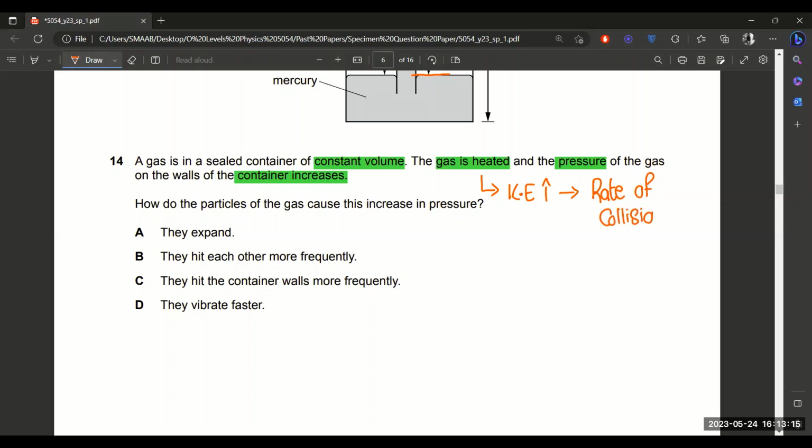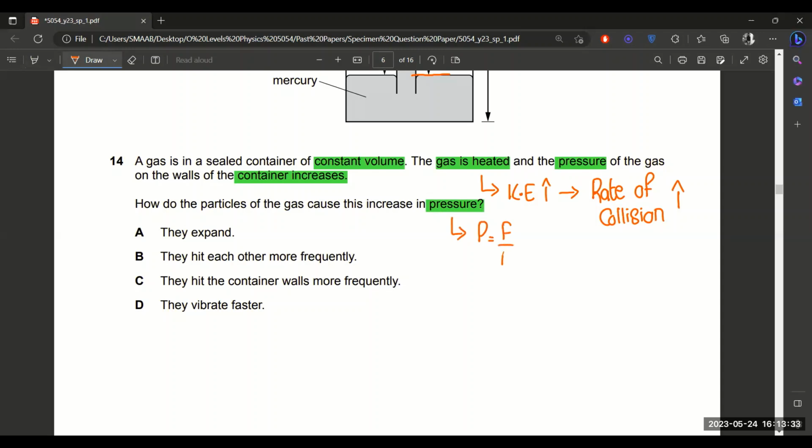Rate of collision will increase. So that is the simple concept. Let's check out the options. They expand, they hit each other more frequently. Basically, remember one thing, they are talking about the pressure. And if you remember the basic formula for the pressure, pressure will be equal to force upon area.